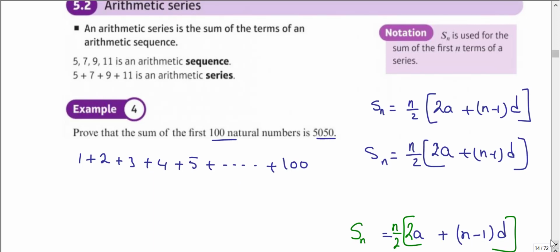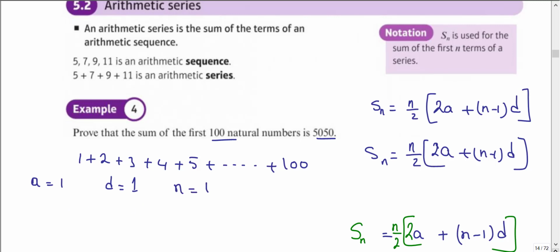How to get the sum, Adam? You need two things. First, you need a, which is 1, the first term. And you need d. What's d, the common difference? It's 2 minus 1, which is 1, or 3 minus 2. Any term minus the one before it.